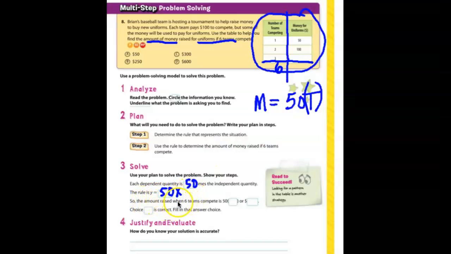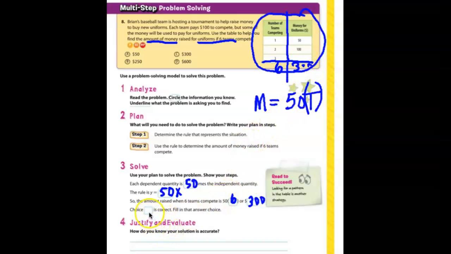So the amount of money for 6 teams is going to be 50 times, this number is going to be 6. And how much would that be? What is 50 times 6? Answer that for me, please. All right, very good. That answer is 300. So up here in the table, that's going to be 300.